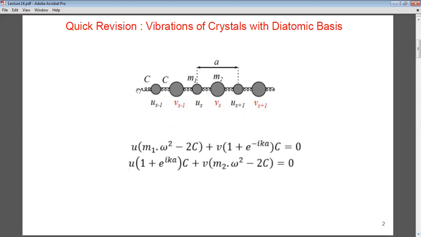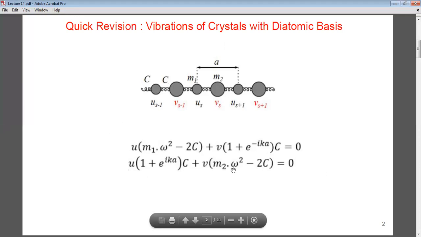So we agreed that if we have a lattice with two different atoms as bases, one of mass m1, the other with mass m2, then in order to find the dispersion equation, that is omega as a function of k, we have to write Newton's second law in terms of u's and v's and the spring constant c. We took the springs to be all identical with spring constant c, and we got these two equations.